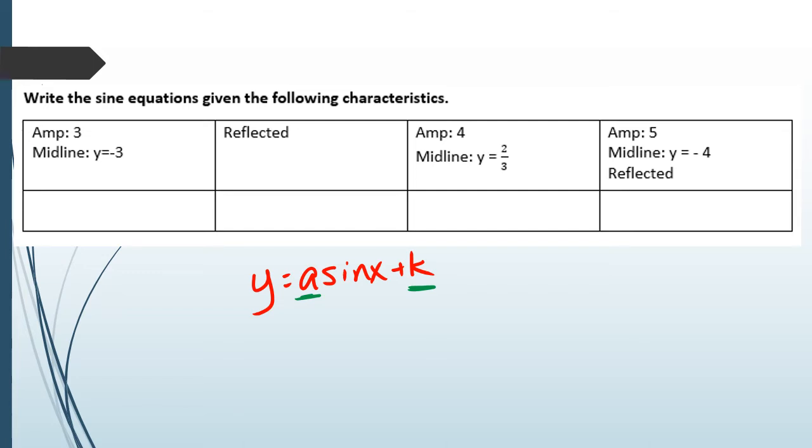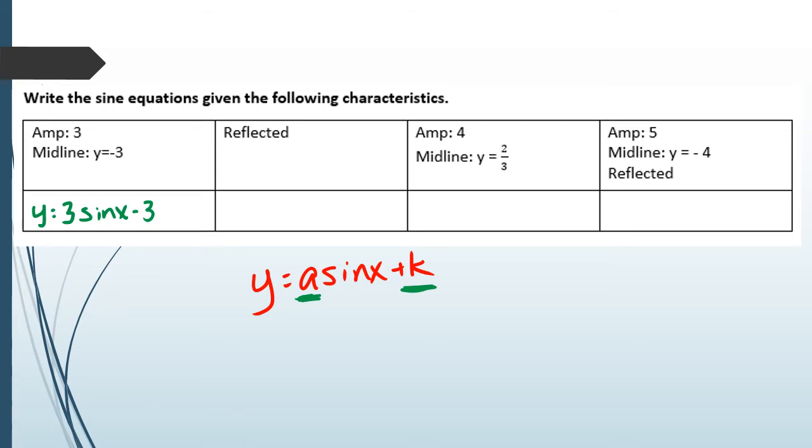So we're going to start out here, y equals. Now the first thing we need to know is the sign of A. And this is not telling us that it's reflected, so that's going to be a positive sign. Now remember, A stands for amplitude. Okay, so our amplitude is 3, so we're going to have 3 times the sine of x, and then we just take whatever the sign is out here. Since that's a negative 3, we're going to subtract 3. That's all we have to do. We're done at that point.